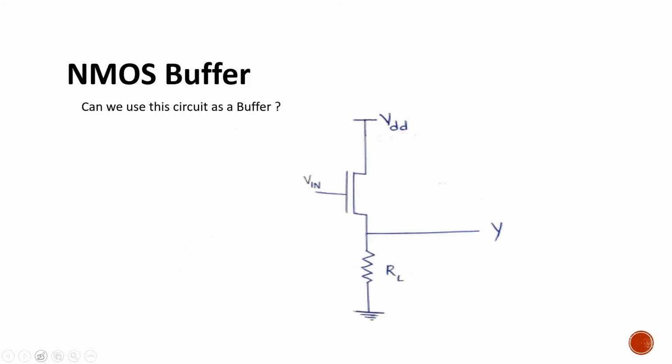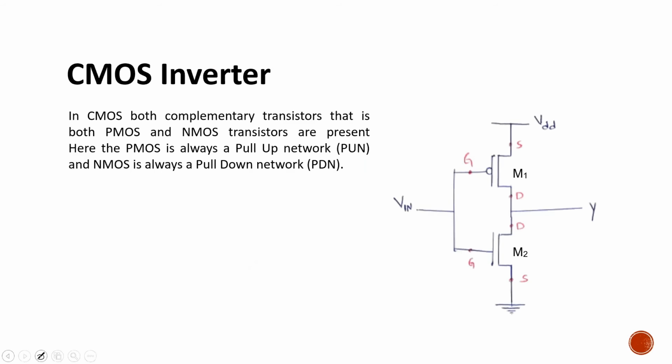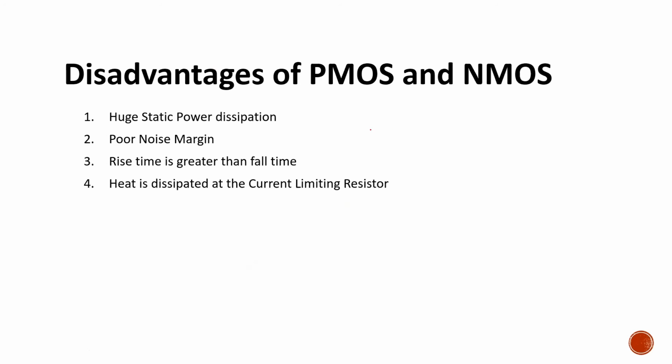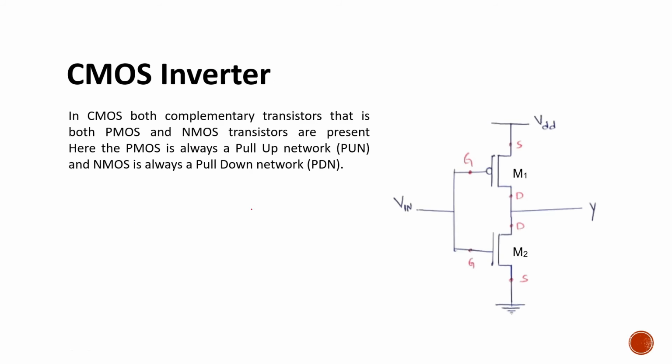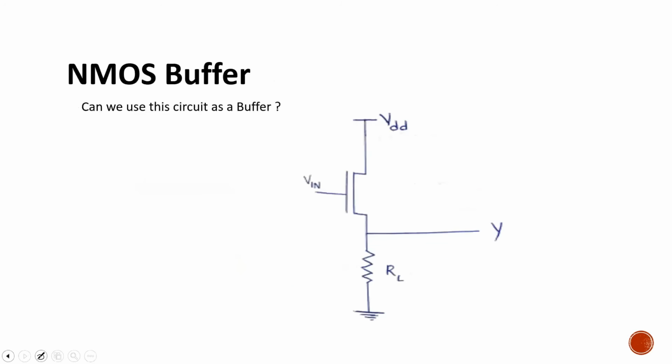Yeah, here you can see the buffer as well. Just let me tell you. Yeah, see this one, guys. So these are the disadvantages of PMOS and NMOS. Hence, you are going for CMOS. Okay. Now let me come here.